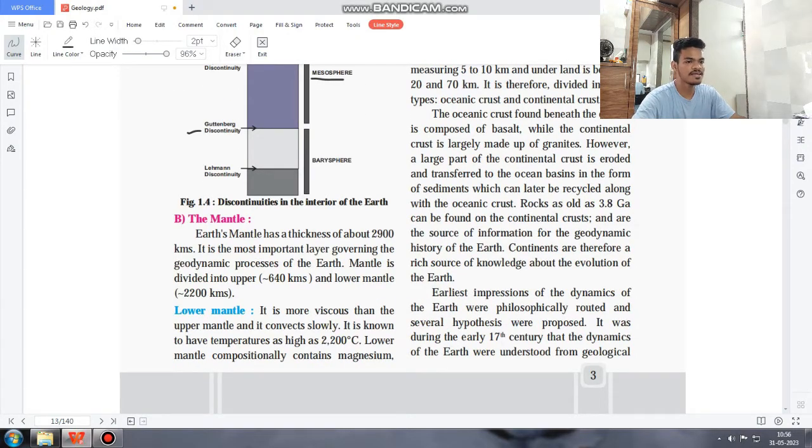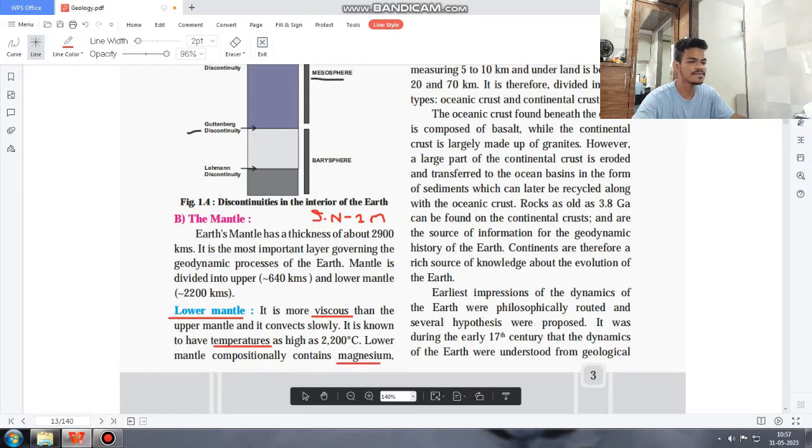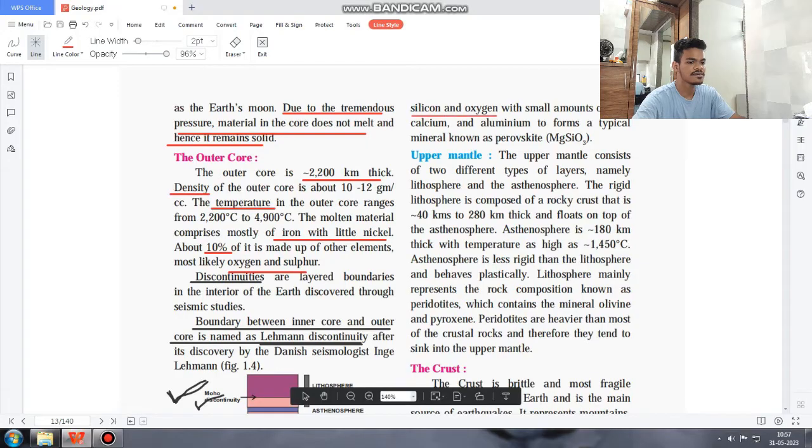Coming down to the next part, mantle. Same as I told you for the core, the same thing applies here. You can write a short note for 2 marks, anything can come. Just give a small introduction about the mantle and then proceed to the lower mantle and upper mantle, the 2 mantles. Say the lower mantle is more viscous as compared to the upper one. It has high temperatures, and the elements present are magnesium, silicon, oxygen and iron.